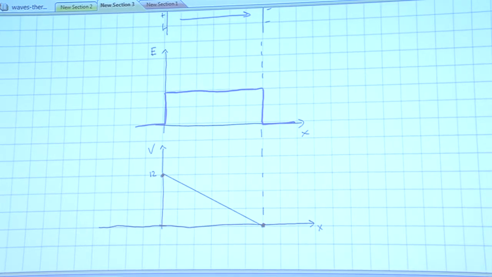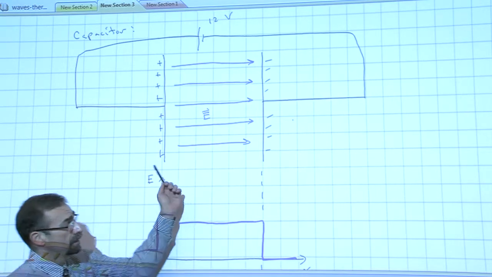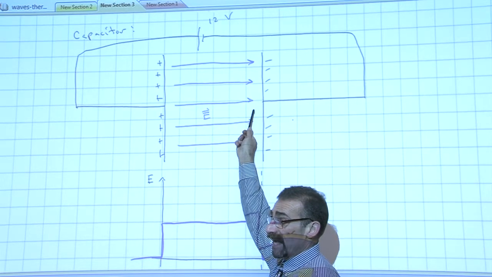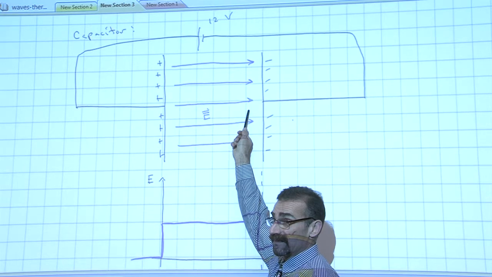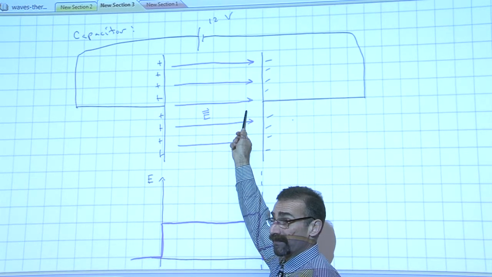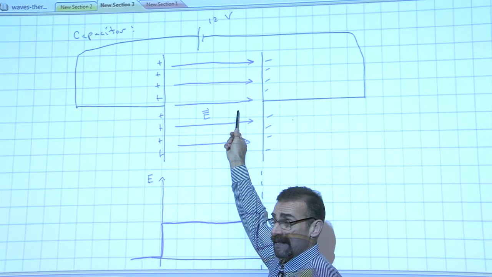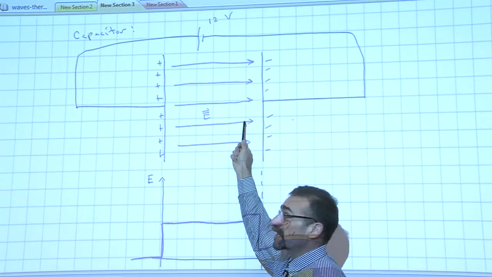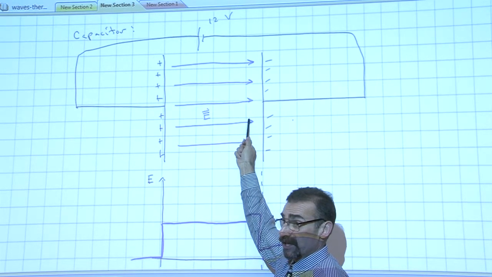Let's think about if we stuck a charge somewhere in those plates, let's say we put a positive charge in here somewhere. If we put it close to the negative plate, does it have a lot of potential energy or a little bit of potential energy? Positive charge. Which way is it going to go? Positive charge. It's going to go to the right.